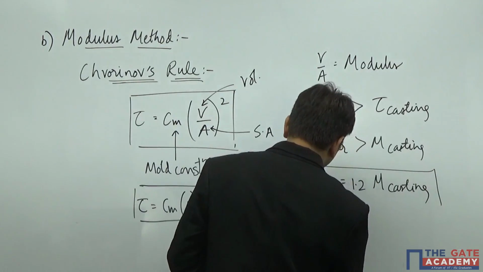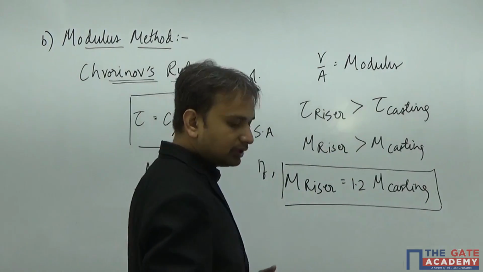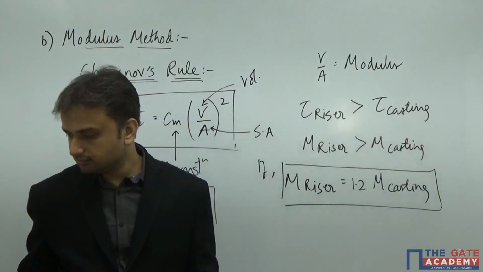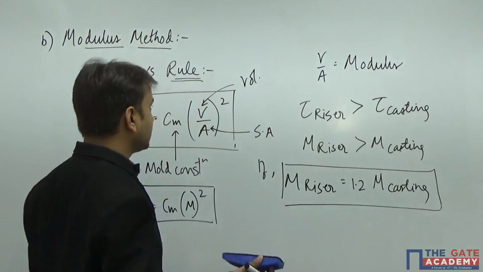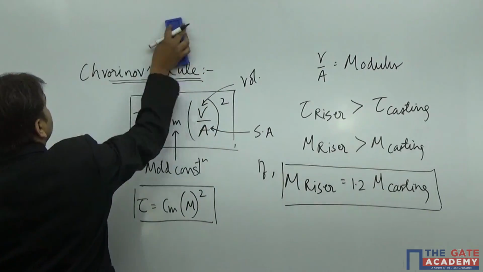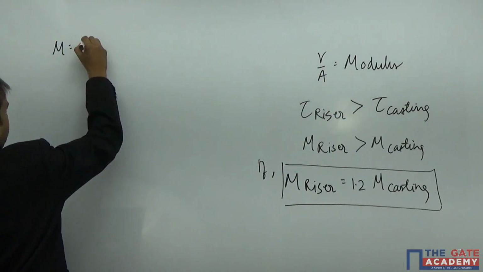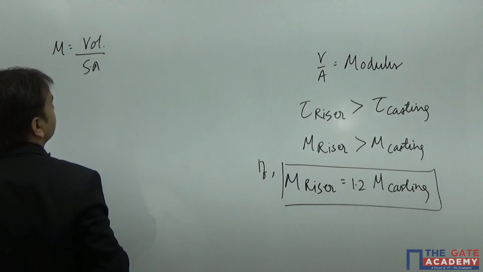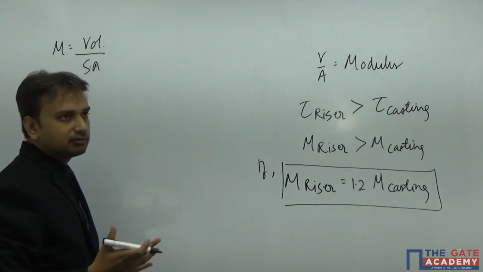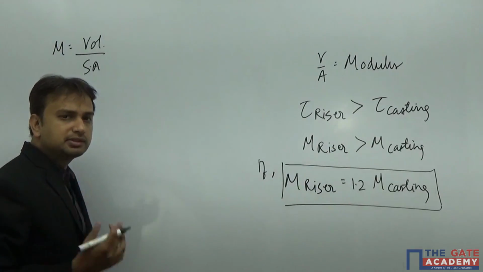Very good. Now, my friends, what will be the modulus of the cylindrical riser? Can you calculate that? Okay, we will calculate all together. So modulus, as sir you told us, is volume divided by surface area. Fine, I accept. Then let us calculate the modulus for top cylindrical riser.